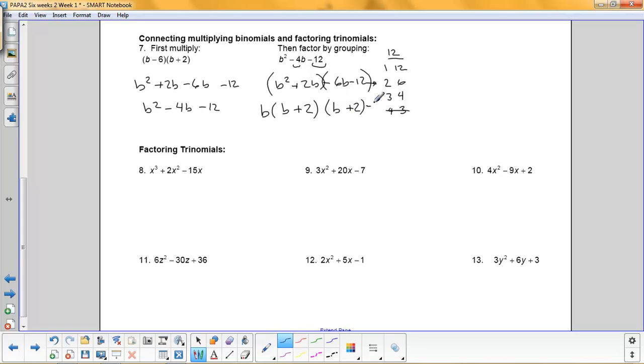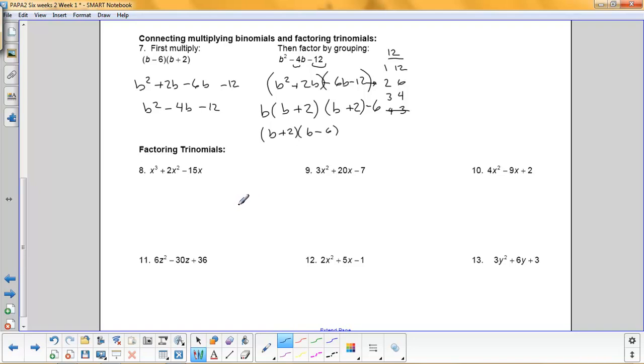And what comes out on the outside is negative 6. b plus 2 is your first factor pair, and b minus 6 is your second. Okay? Factoring trinomials. You're using this method right here, the AC method. For those of you who like the box method, I will go ahead and show that on one particular problem so you guys can get the idea.